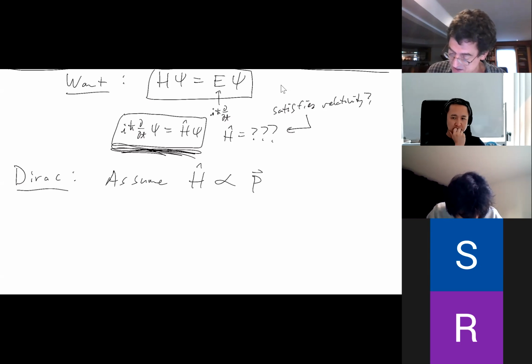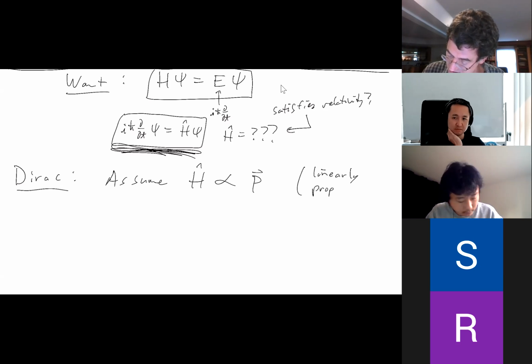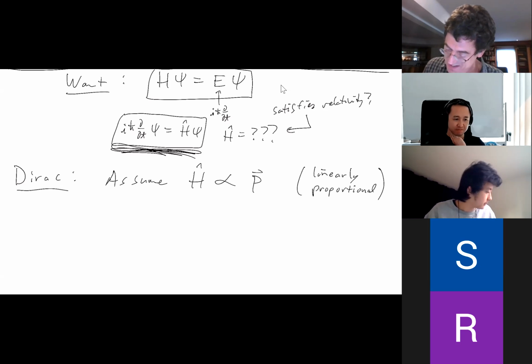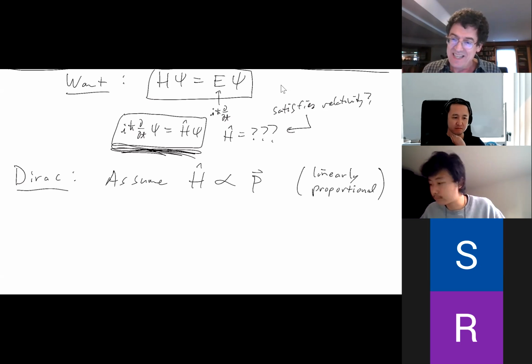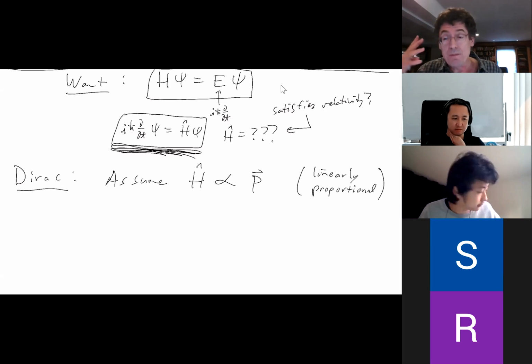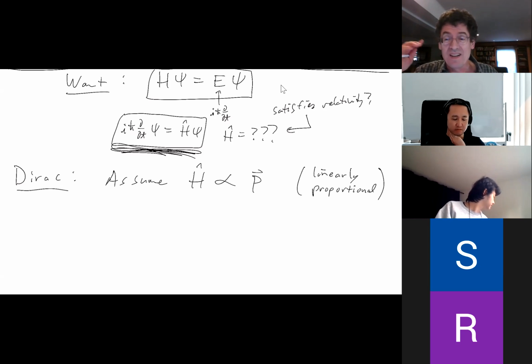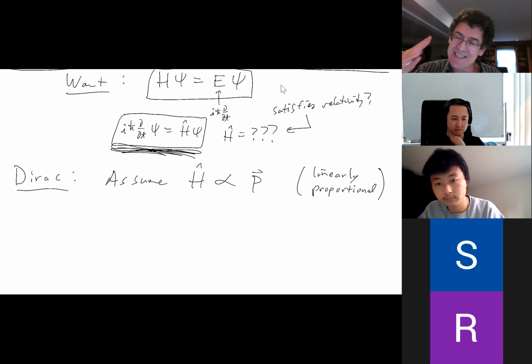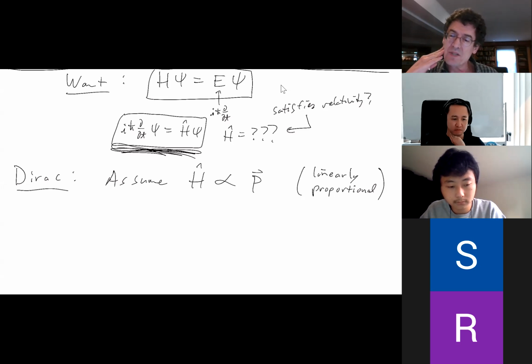Linearly proportional. I guess proportional means linear, but I just want to emphasize it. All he said is, let's assume that the Hamiltonian of a free particle is proportional to momentum. That's it. That is his assumption. And from that assumption, you get spin and antiparticles.